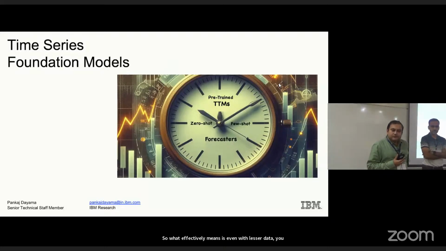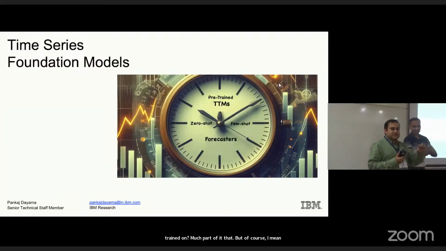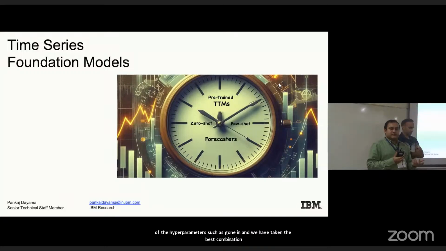So is it mainly to do only with the input data that it is trained on? Much of it, yes. But of course, I had some detailed slide where you can see the different hyperparameters or the different types of embeddings that have been used. Some hyperparameter search has gone in and we have taken the best combination. But that I would say is a routine exercise in every LLM. That's not the exceptional part. The exceptional part is making sure of the kind of data that you are using and the kind of data that you are generating, to tailor it to a certain task. That's the differentiator for IBM.